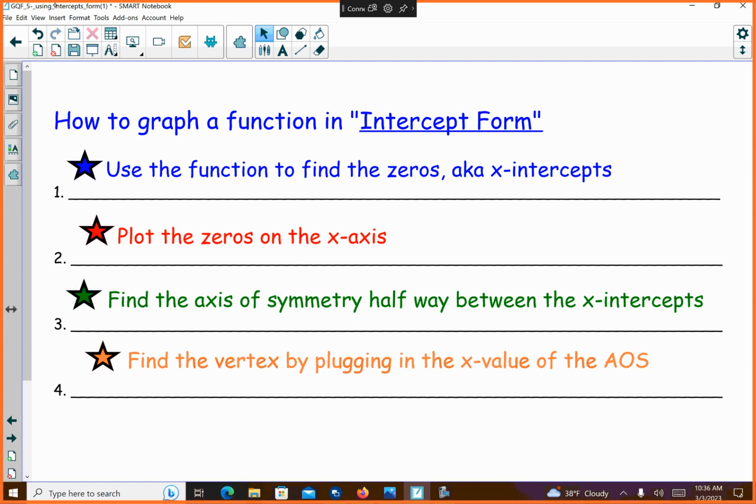Is everyone done with at least the blue? Anyone at the orange at the bottom yet? Yay. All right, got some speed riders in here.